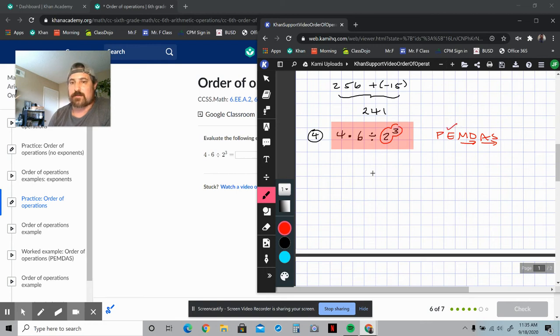We do it first. So we get 4 times 6 divided by whatever 2 to the third power is. Well, 2 to the third power is 2 times 2 times 2. That's 4 times 2, which is 8. So we're going to get 8 there. All right. Now we've got multiplication and division. They happen at the same time from left to right. So because they happen at the same time from left to right, we're literally going to go left to right. So what is 4 times 6? 24. And what is 24 divided by 8? And that's going to be 3. So the answer here is worth 3.